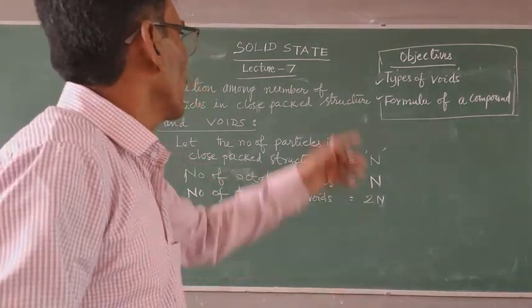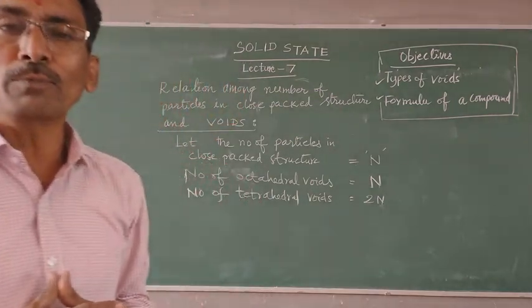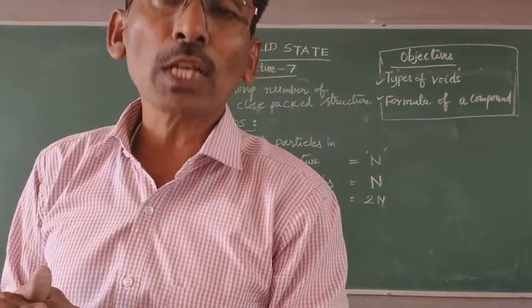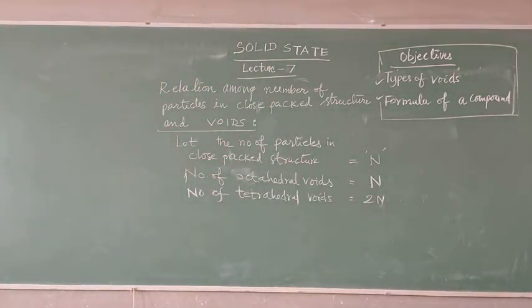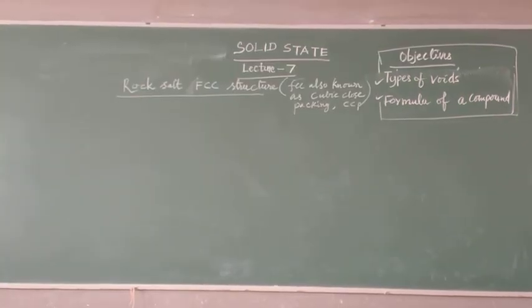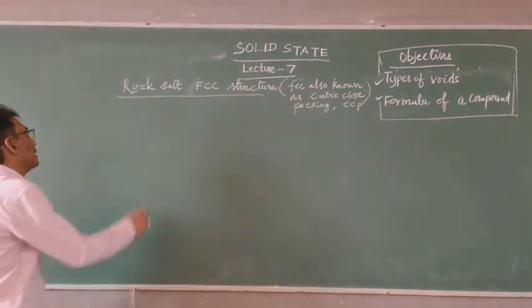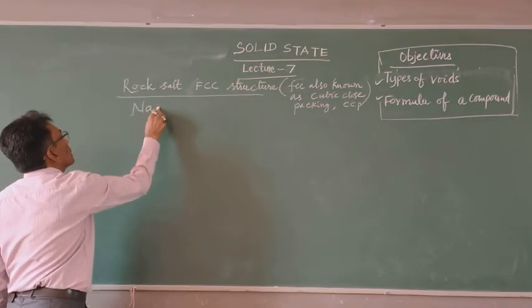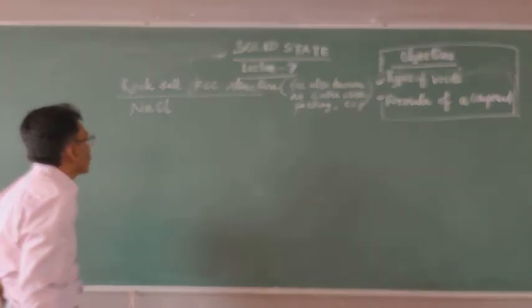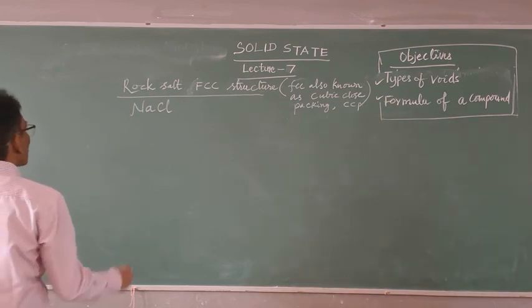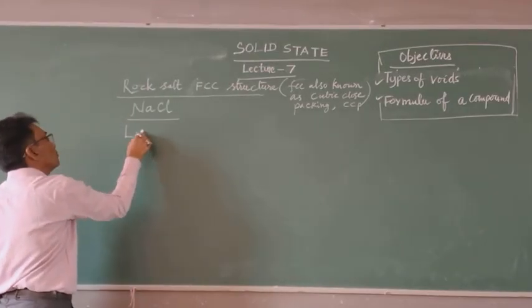And come to next one, formula of the compound. Before the formula of the compound, as we are going to take the structure of rock salt NaCl, that is to be taken. Get ready and show your interest towards assuming. Right, in alkali metal halides NaCl, also known as rock salt, it has FCC structure, and where are the lattice points, locating points of Cl- ions and Na+ ions? Location.